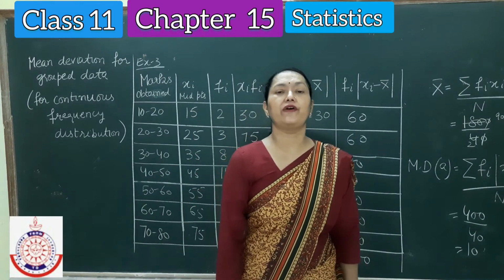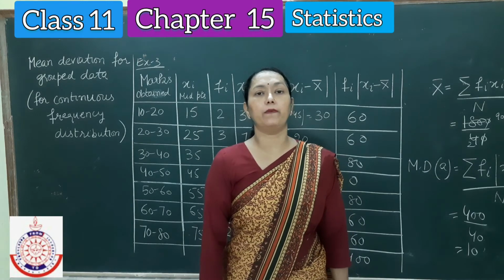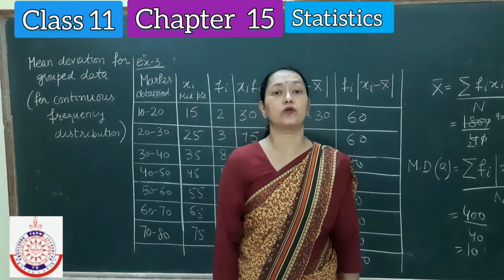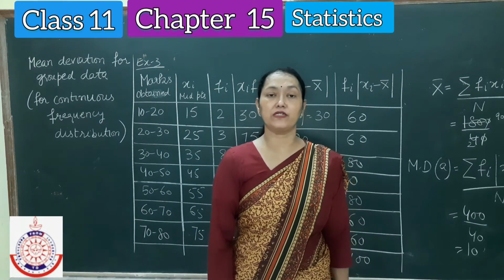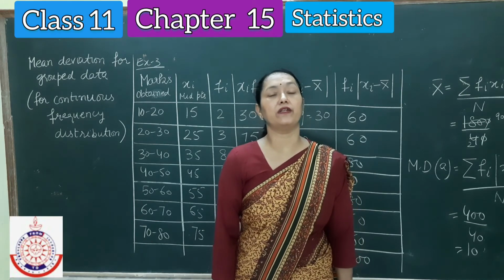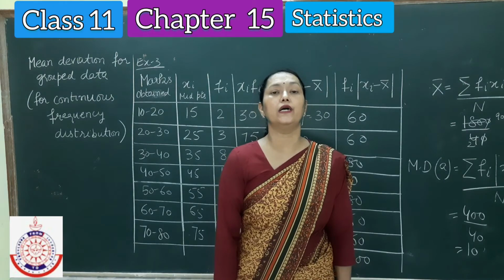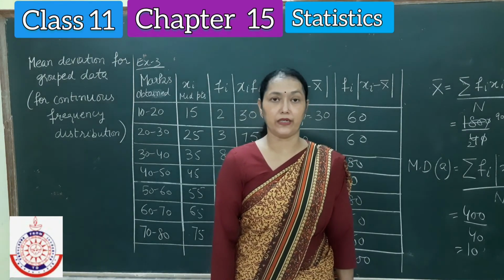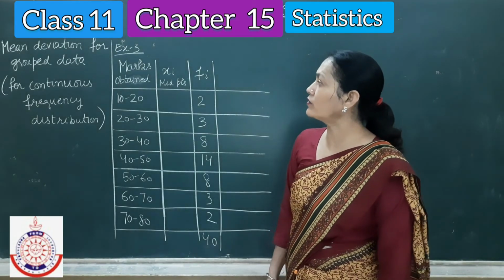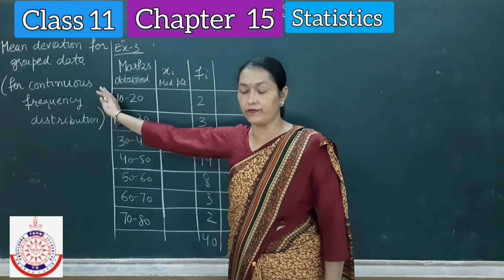So in today's lecture, we have learned different methods of calculating mean deviation about the mean when data is discrete or when data is grouped one. In the first case the frequency is not continuous, and in the next example I have taken the frequency is continuous. So we have learned all the methods of calculating mean deviation about mean. In the next example, we will be calculating mean deviation for grouped data, but where a continuous frequency distribution is given.